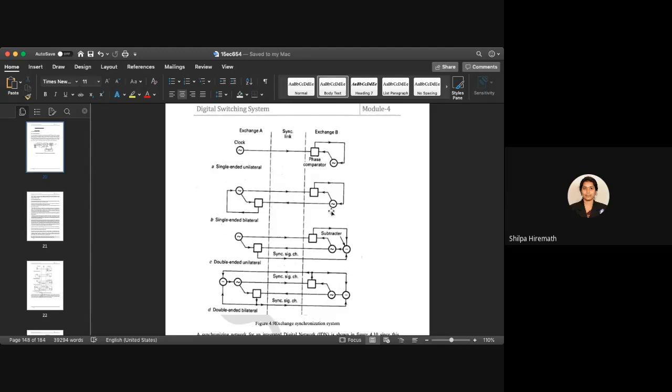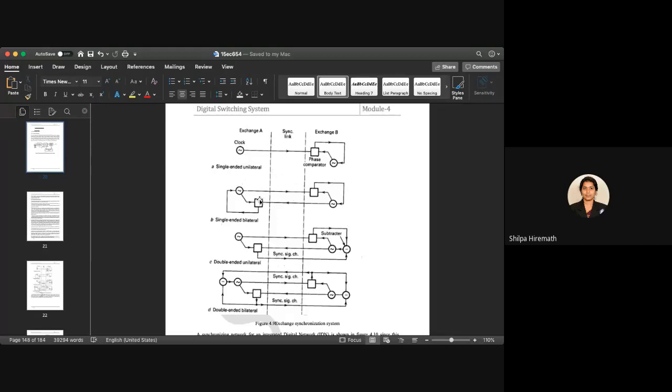Similarly, across exchange B, this particular phase comparator has an input from its own exchange and the input from the other exchange. Depending upon the output of this phase comparator, the clock of exchange B is adjusted. So this is the case with single-ended, unilateral and bilateral.